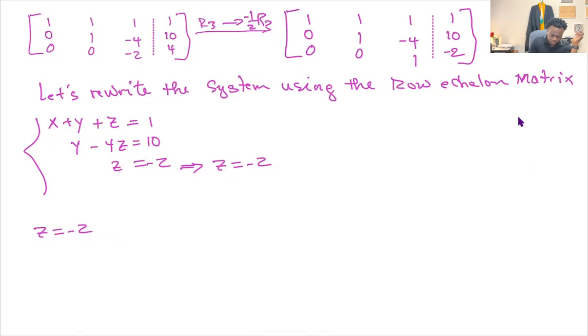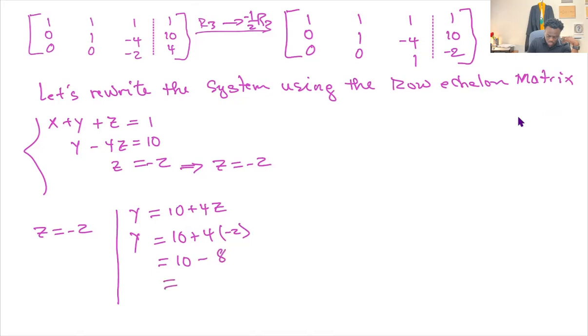because I know Z, and it's only the second equation, it's only Y and Z, so I can find Y. So that's Y, we add 4Z on both sides equals 10 plus 4Z, right? So that Y equals 10 plus 4 times the value of Z, -2. So that is 10 plus minus 8. And then that equals +2. Y equals +2.